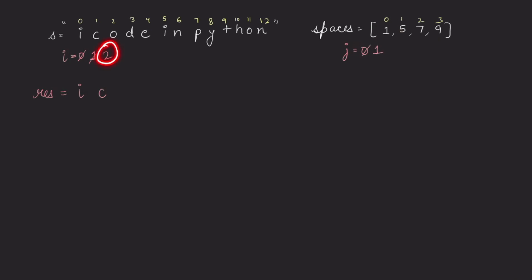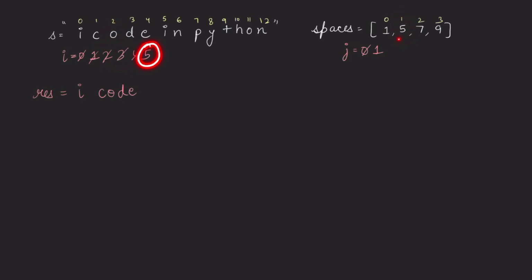Again we will compare this 2 with the value 5. So these are not equal. So we can directly append this character. So we'll append O over here. Then I will be incremented to 3. 3 is not equal to 5. So the character will be appended. I will become 4. 4 is not equal to 5. E will be appended. I will become 5.